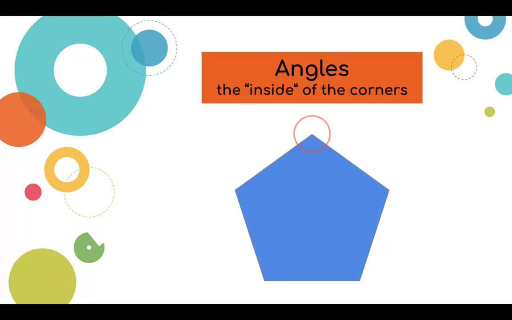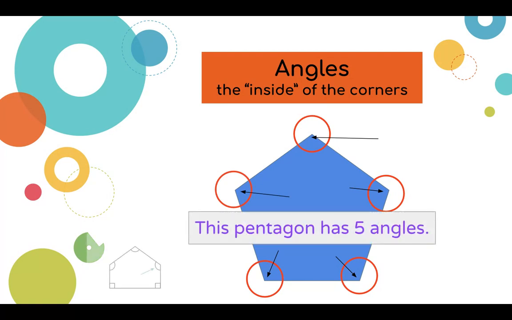Another example is this pentagon here. This pentagon has five sides, like we talked about earlier. It also has five angles. So you can see that the insides of those corners are all angles. So the pentagon has five sides and five angles.